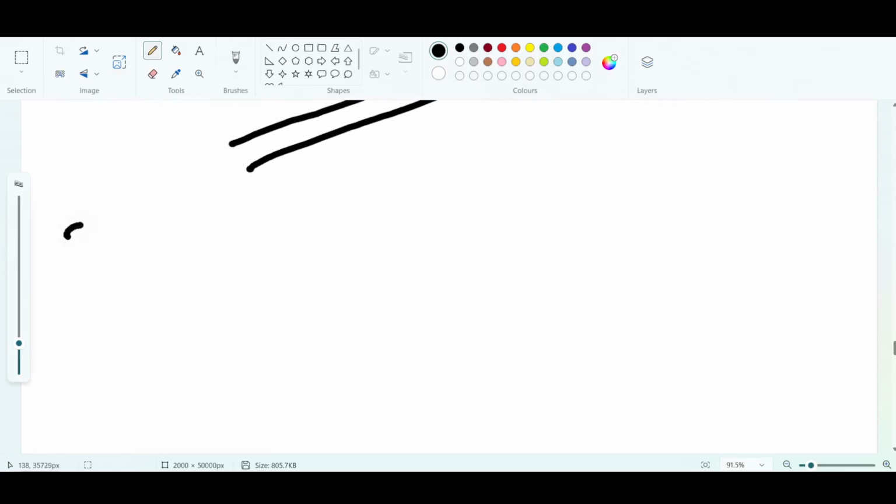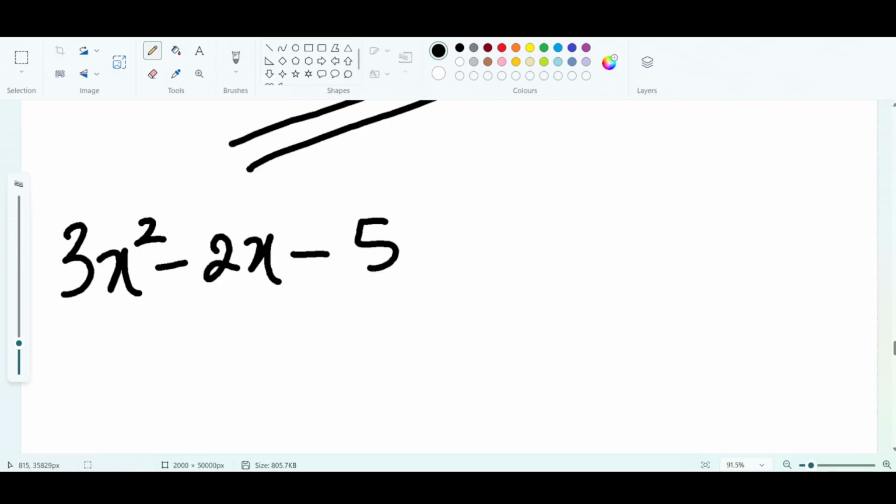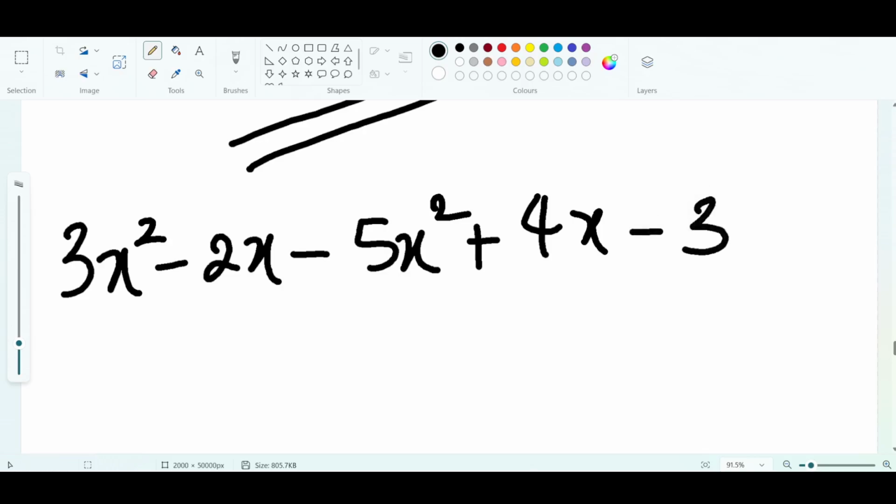So when we have 3x squared minus 2x minus 5x squared minus 4x plus 4x minus 3. What about this? We want to solve this problem. How do we simplify this expression?